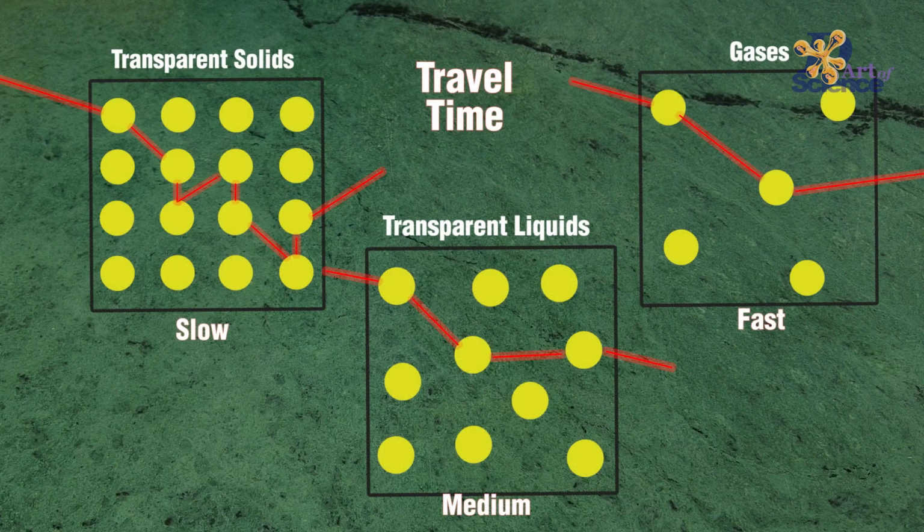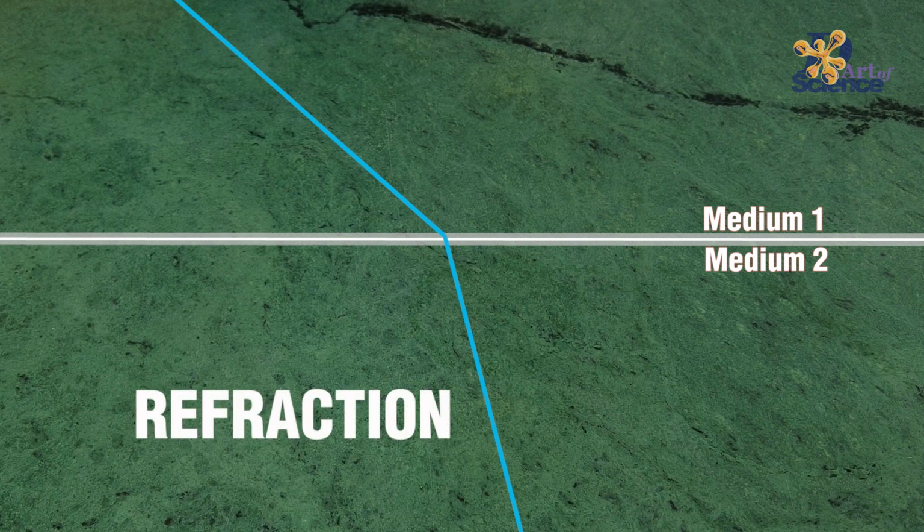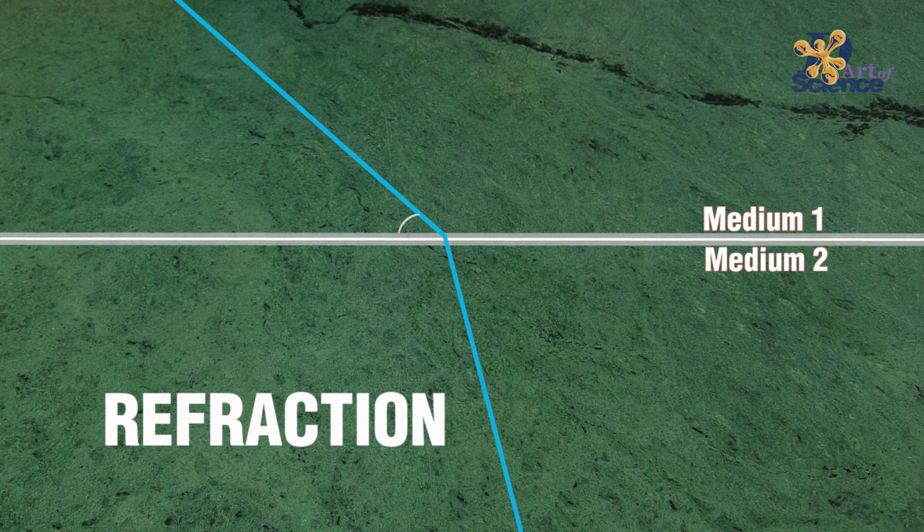Now, since the travel time of light is different across different mediums, when light travels from one transparent medium to another, it bends. And this bending of light is what we call refraction. And this only happens when the light hits the medium at an angle.